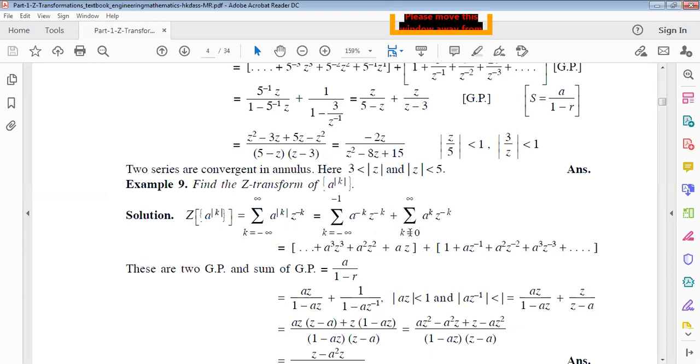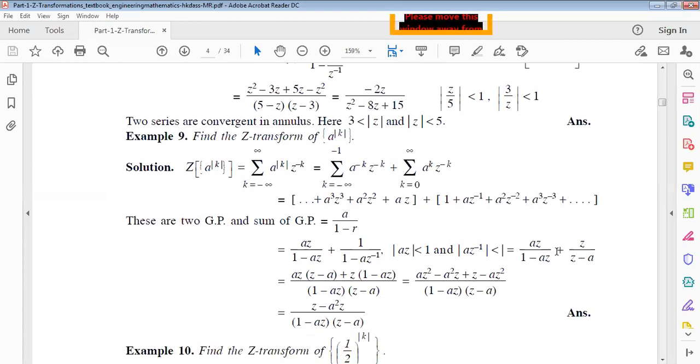Now for the second one, k equals 0 to infinity. After putting k equals 0 here, we get only 1, since something to the power 0 equals 1 if something is greater than 1. So for k equals 0 we get 1. K equals 1 will be a inverse into z to the power minus 1. Now k equals 2 will give a square z to the power minus 2, and k equals 3 this. This is also a geometric progression. Like before, these are two geometric progressions.